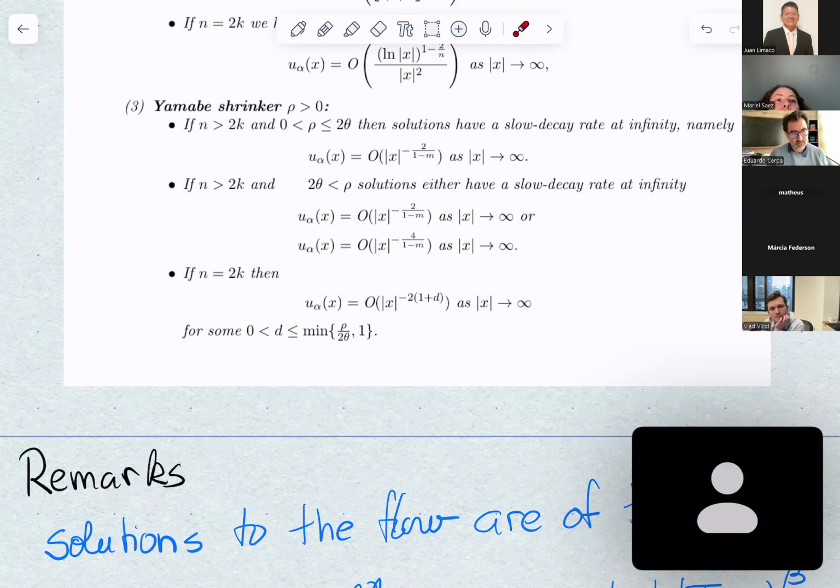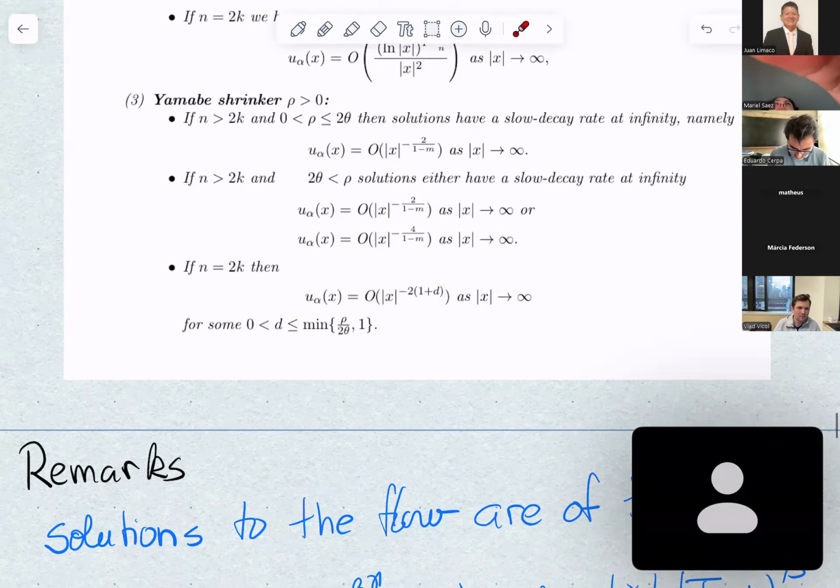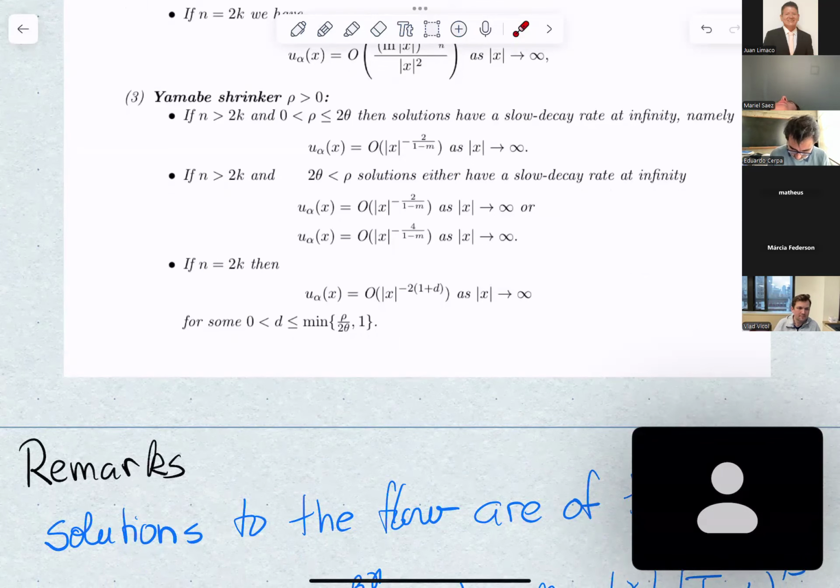There are some classification results for solitons of this flow in low dimensions, for example two-dimensional and three-dimensional. Yes. I don't know actually, because in 2 dimensions, basically it is the same as the Yamabe flow, right? Or I mean, it's the same as prescribing scalar curvature, I guess. So you need at least 3 dimensions for this to make sense.